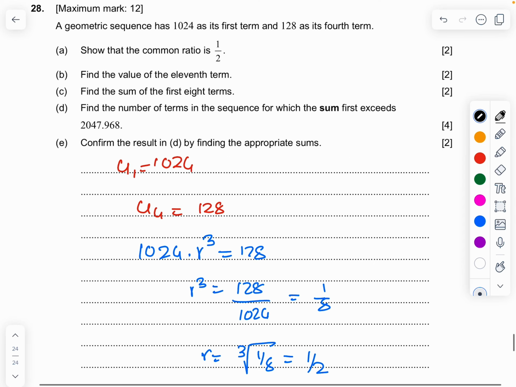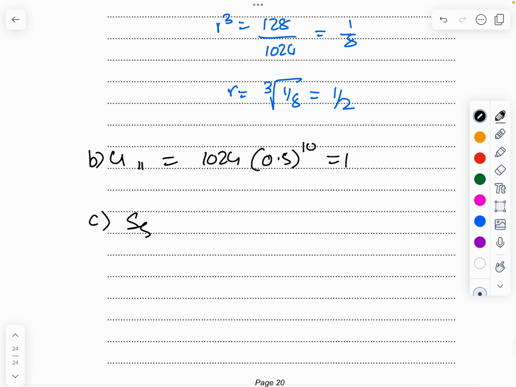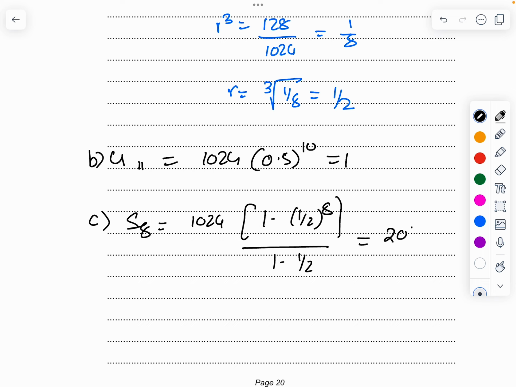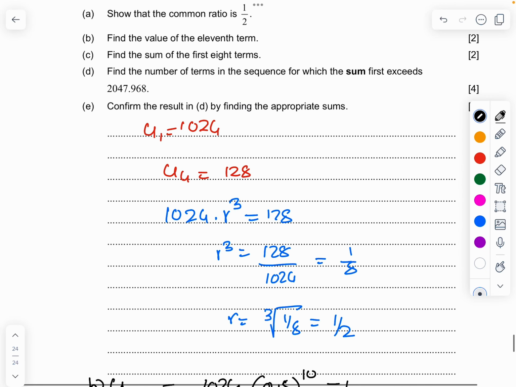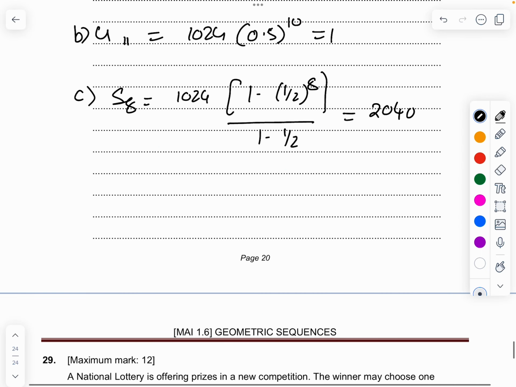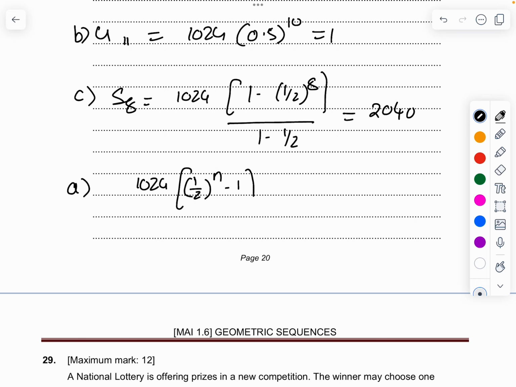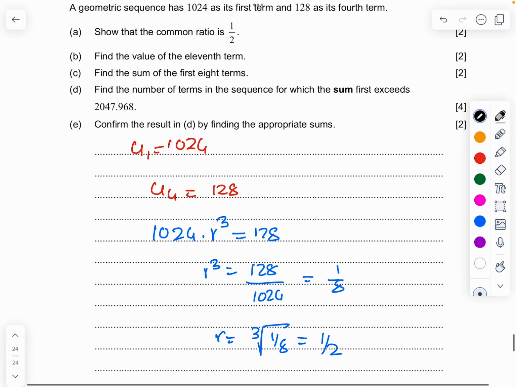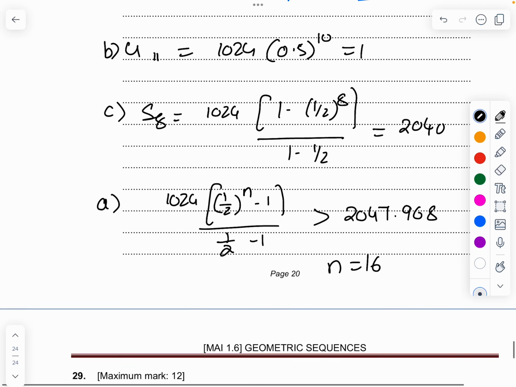Part C, find the sum of 8 terms. S8 equals 1024 times (1 minus 1 upon 2 whole power 8) divided by (1 minus 1 upon 2), which is 2040. Then find the number of terms for which the sum exceeds 2047. So 1024 times (1 upon 2 whole power n minus 1) divided by (1 upon 2 minus 1) is greater than 2047.968. Use the calculator. You should be getting n value as 16. Confirm the result D by finding the appropriate sums.